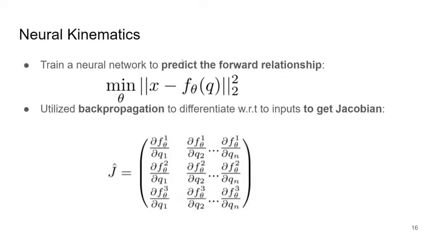Our second approach is called the neural kinematics approach, where instead what we do is we train a neural network to predict the forward relationship, so the kinematics, for example. So the outputs of our network here are trying to mimic the end-effector locations of the robotic system. So utilizing backpropagation from these forward predictions, we then just differentiate with respect to each output, and this is going to give us the Jacobian term.